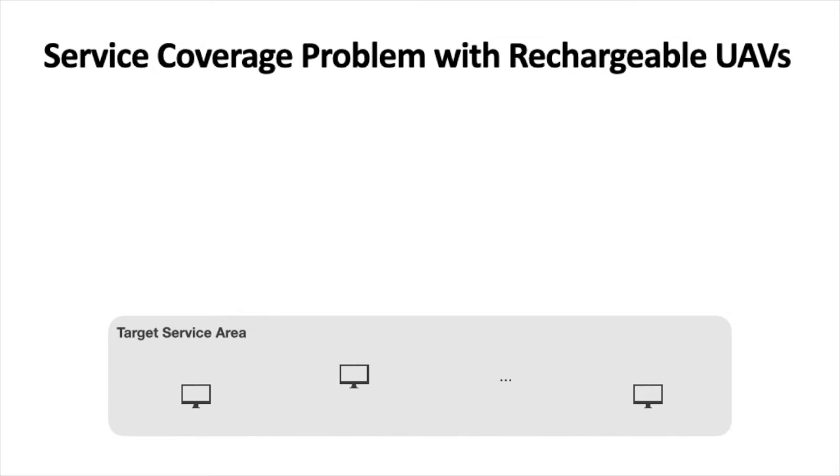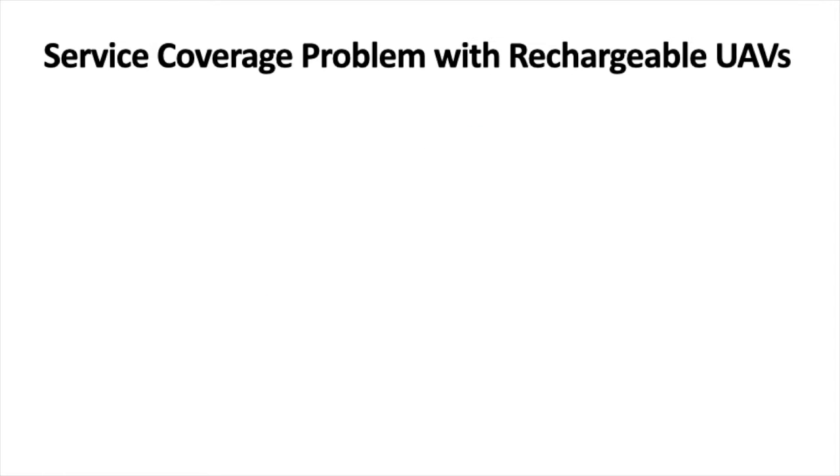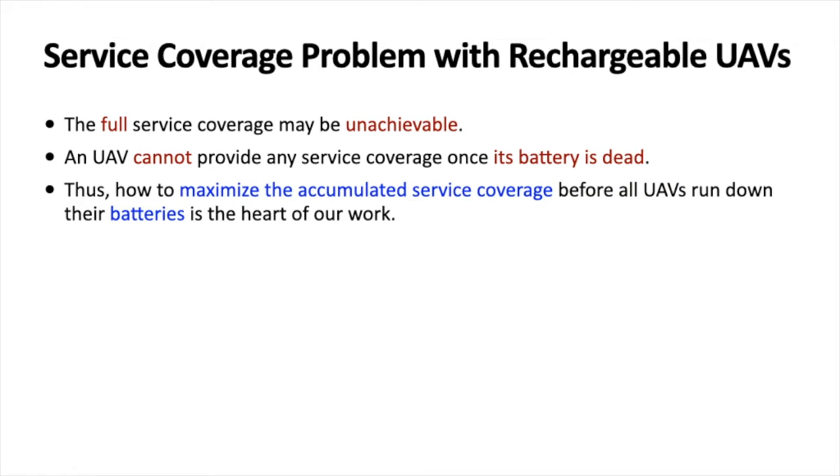Suppose we have a target service area. In this work, we aim to deploy a fixed number of rechargeable UAVs at a space station to offer services to them. However, it concerns us that the full service coverage may be unachievable because the number of UAVs is fixed. In addition, a UAV cannot provide any service coverage once its battery is dead. Thus, how to maximize the accumulated service coverage before all UAVs run out of their batteries is the heart of our work.